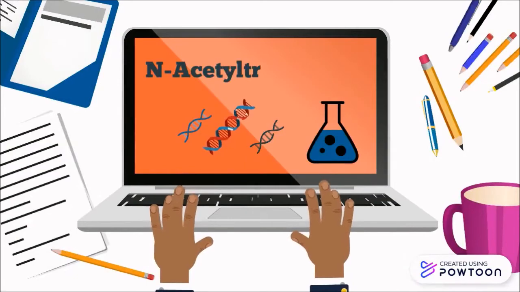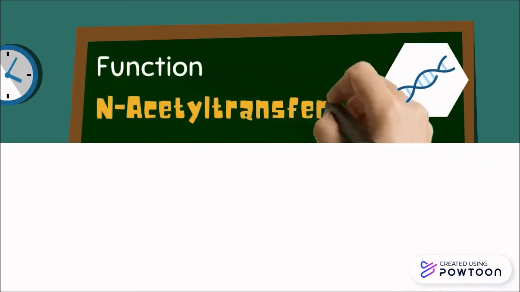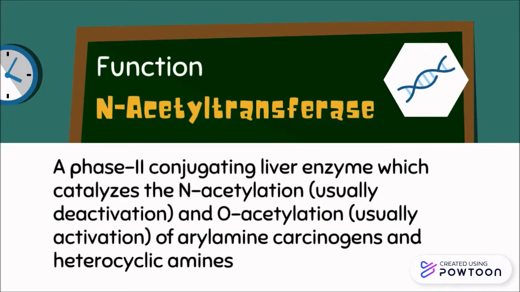Okay, let's move on to the next example, which is N-acetyltransferase. N-acetyltransferase is a phase 2 conjugating liver enzyme which catalyzes the N-acetylation and O-acetylation of amine carcinogens and heterocyclic amine.